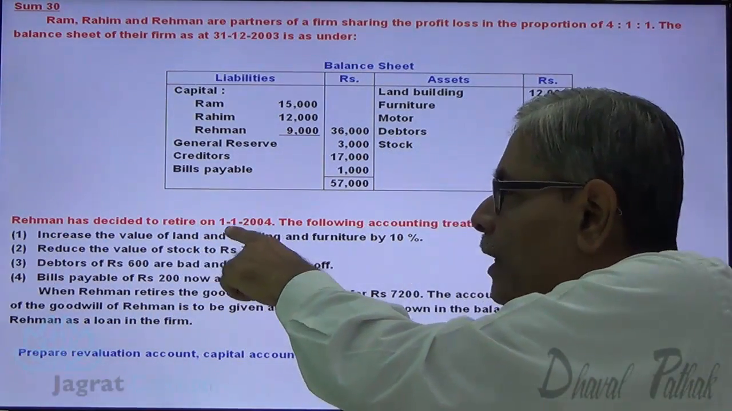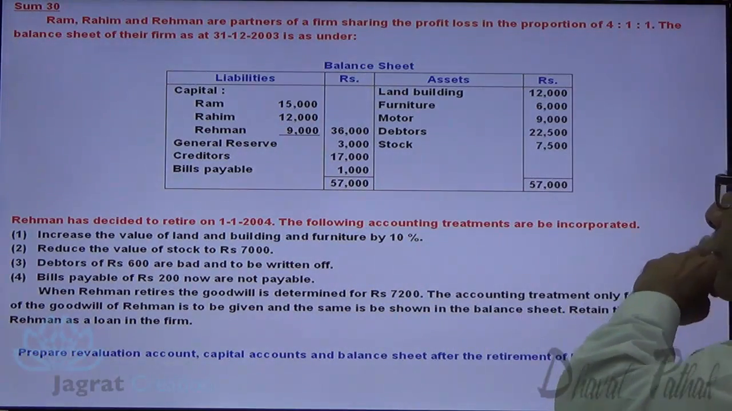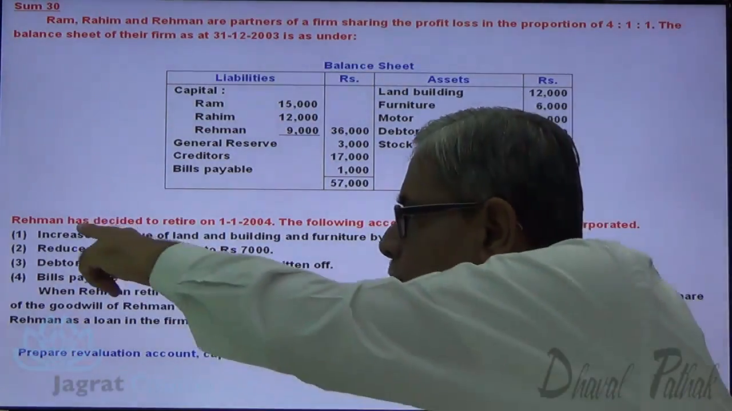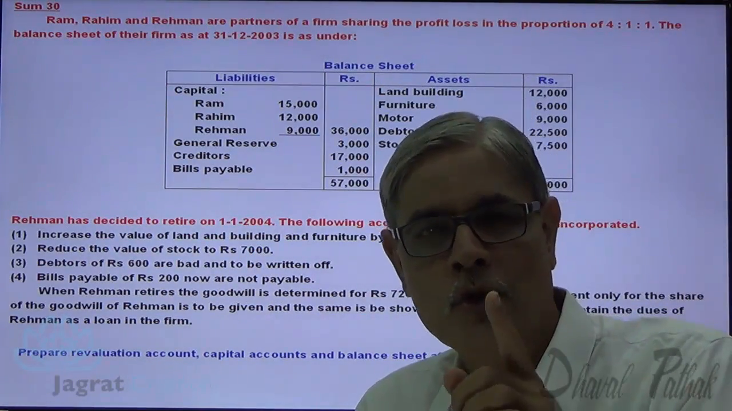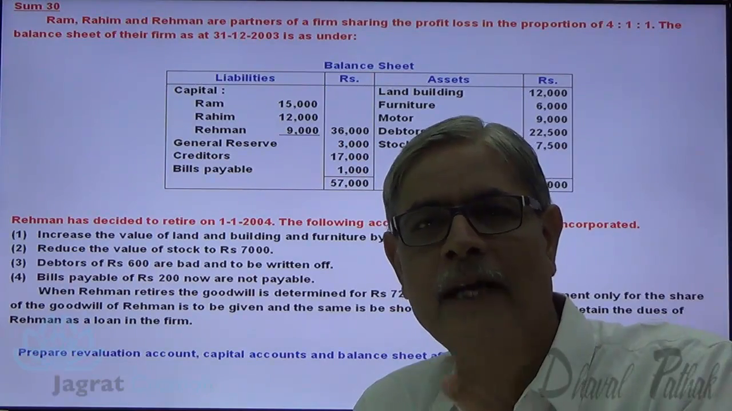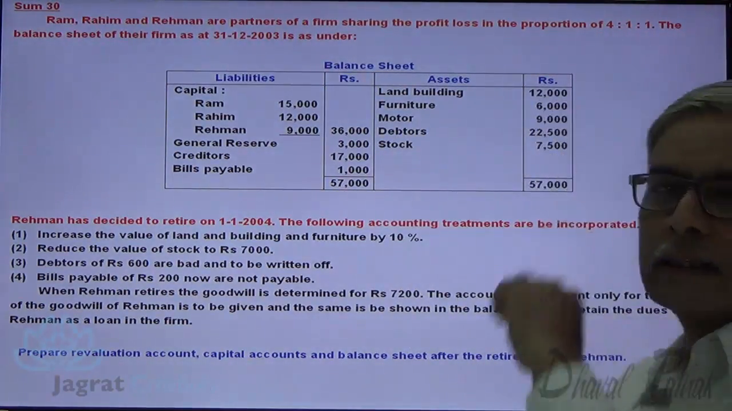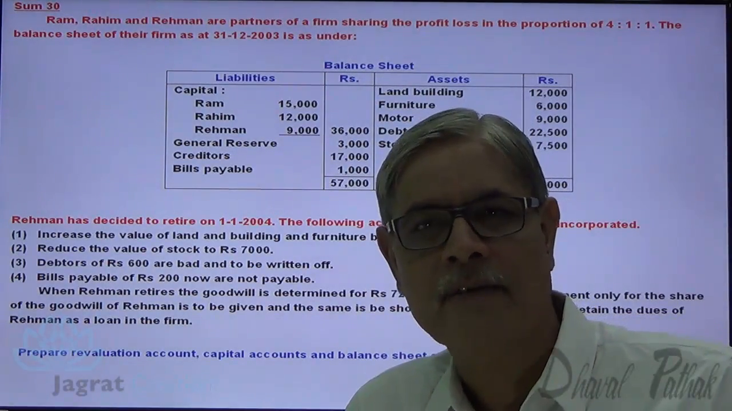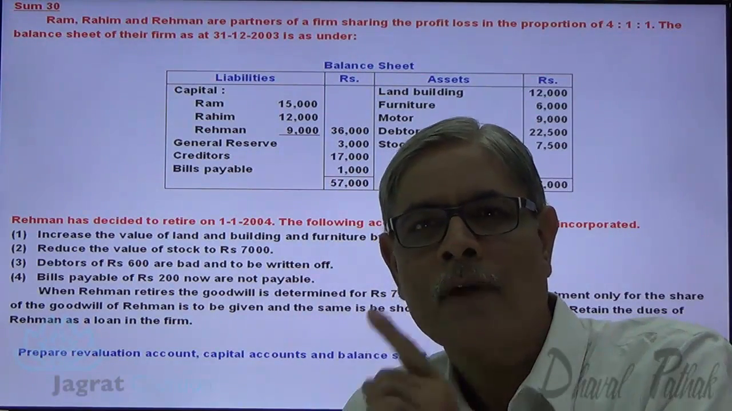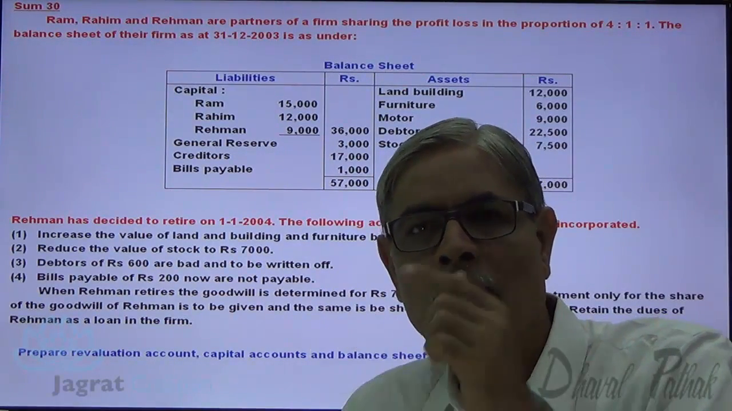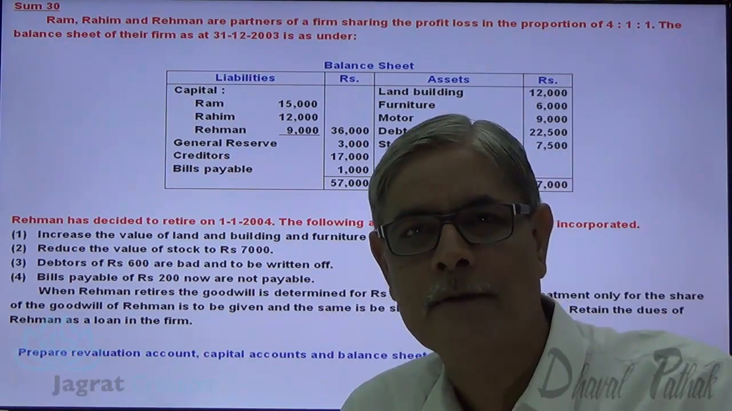Rahman has decided to retire on 1/1/2004. The following accounting treatments are to be incorporated. Increase the value of land and building and furniture by 10%. So, value of land and building is to be increased by 10%. What is the book value? 12,000. 10% increase is 1,200. 1,200 is credited to revaluation account. And 13,200, 12,000 plus 1,200, will appear in the balance sheet.